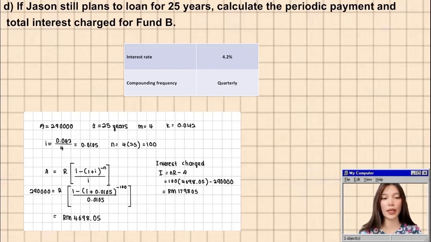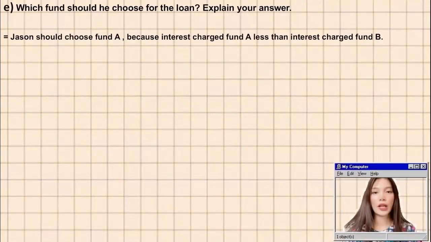Interest charge for Fund B is 100 open bracket 4698.05 close bracket minus 290,000 equals RM179,805. Question E. Which fund should he choose for the loan? Explain your answer. I think Jacyln will choose Fund A because the interest charged by Fund A is less than Fund B.